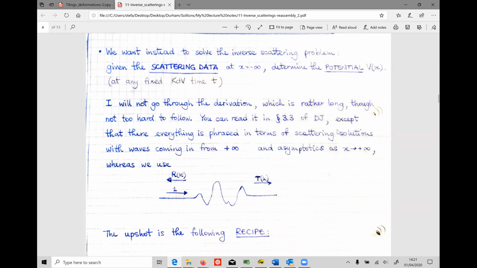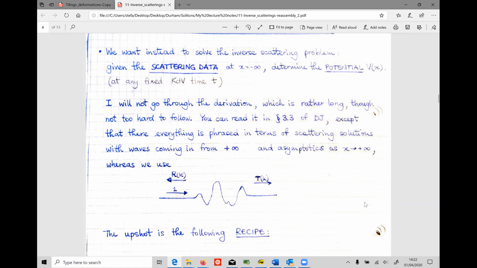With the only caveat that in that book, everything is phrased in terms of scattering solutions with waves that come in from plus infinity, and in terms of the asymptotics at plus infinity rather than minus infinity. So one has to change a few formulae that I have done in the notes, but the logic is the same. So I will keep working with the scattering solution with unit flux of waves coming in from minus infinity, some of which are reflected and some of which are transmitted.